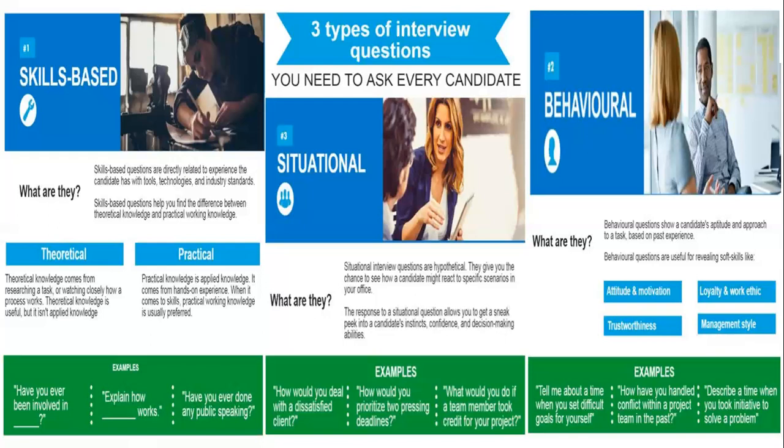The responses to situational questions allow you to get a sneak peek into a candidate's instinct, confidence and decision making ability. Similarly, in today's COVID-19 situation, there is a product launch to be done, or you are asking that person about working from home, for example. Your HR department is deciding that we have to allow some people to work from home, but who will that be, for which jobs can we allow our employees to work from home during COVID-19?